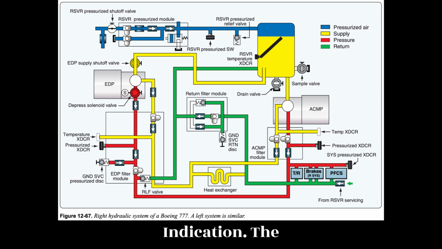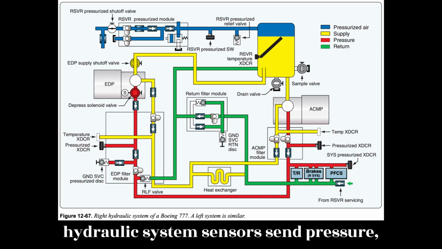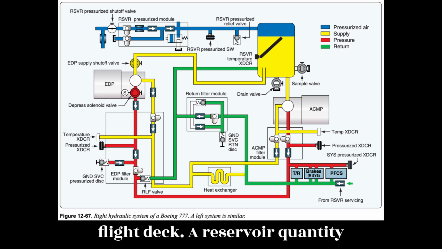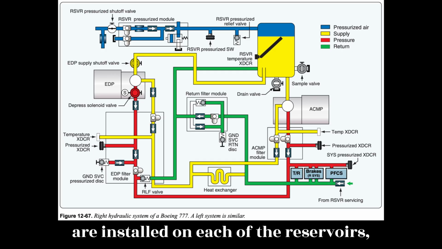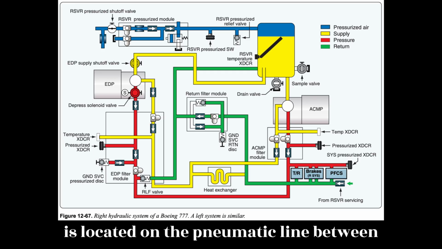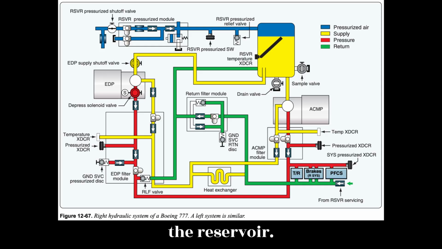Indication. The hydraulic system sensors send pressure, temperature, and quantity signals to the flight deck. A reservoir quantity transmitter and temperature transducer are installed on each of the reservoirs, and a hydraulic reservoir pressure switch is located on the pneumatic line between the reservoir pressurization module and the reservoir.